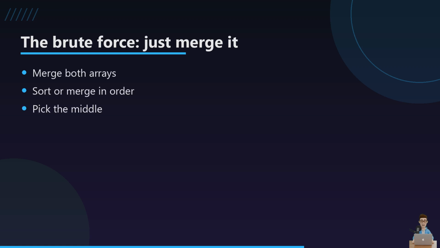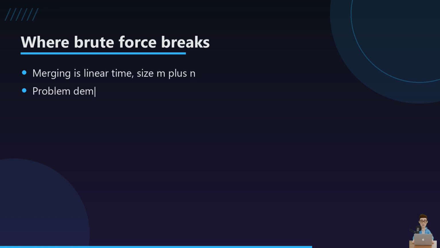Merge, index the middle, O(m plus n) time and space. Worth mentioning only as a baseline you're about to beat, not as a real candidate solution. The gap between O(m plus n) and O(log min(m, n)) is exponential, not incremental. No amount of micro-optimizing the merge gets you there. You need a fundamentally different structure, a monotonic predicate over a bounded search space.